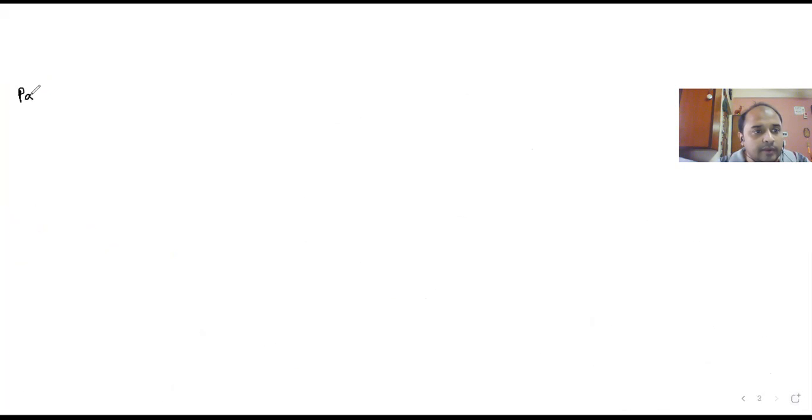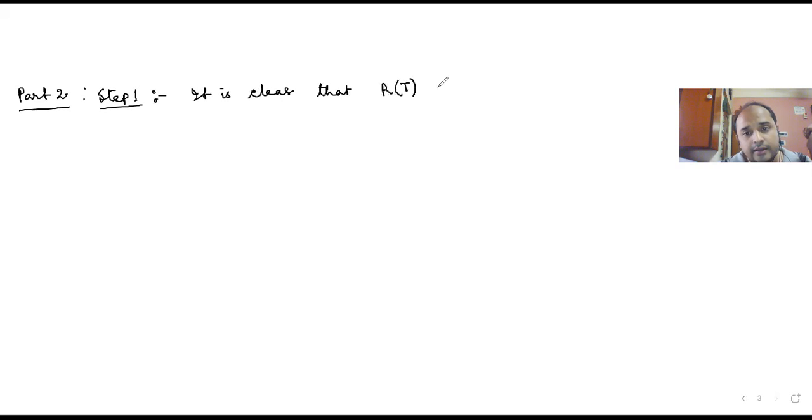So part 2 of the problem, I am going to show that RT is a subspace of the vector space W. Step 1, as usual, I'm going to write that by definition, it is clear that RT is actually a subset of the vector space W.